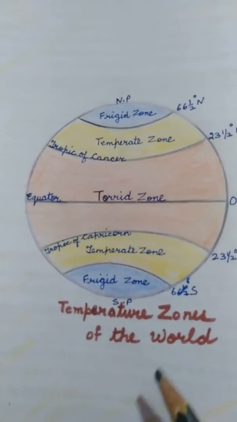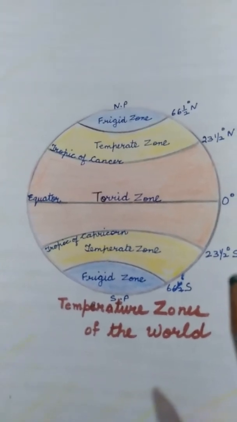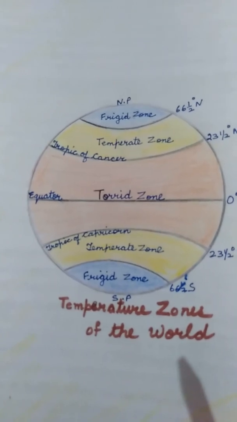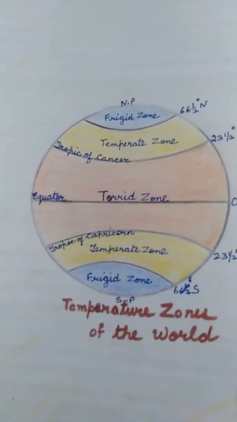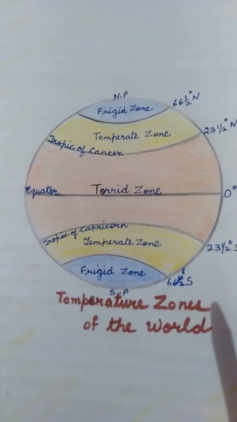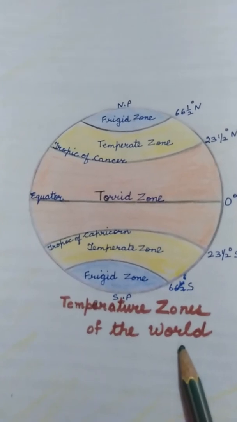We were reading the lesson weather and climate, and we learnt about the difference between weather and climate. Then we learnt about the various factors which affect the climate of that place. And today we have left over there where we were supposed to start learning about the temperature zones. So in this video we are going to learn the various temperature zones of the world.